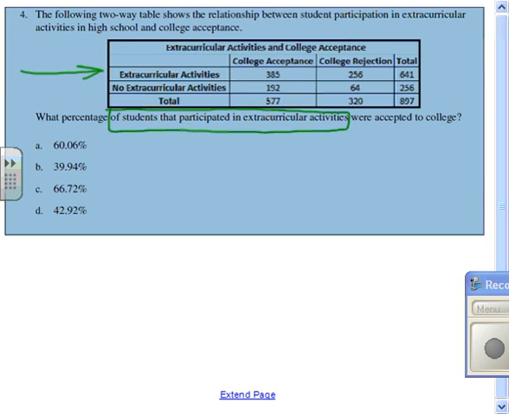The last one was pretty much just frequency. This one, though, it's going to ask you for what percentage, which means of students that participated, that's the denominator. So use that as a hint.